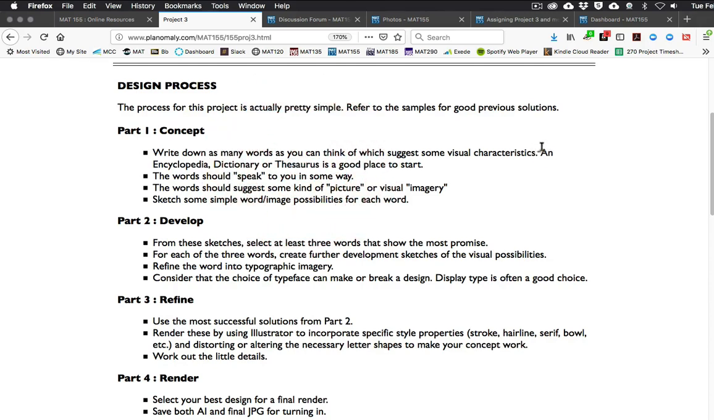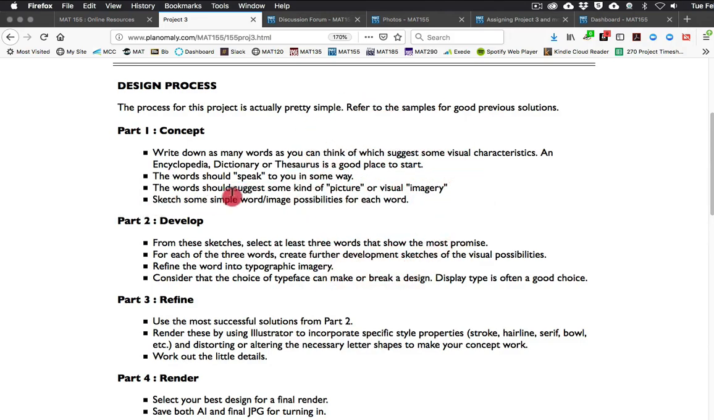If you can't get your fingers on a book, then you might go ahead and start looking around on the internet. But really, the idea is to find as many words as you can that speak to you in some way. The word should have some kind of feeling, some emotion, some effect, something about it that should help you to be like, oh yeah, that could work. It should suggest some kind of picture or visual imagery.